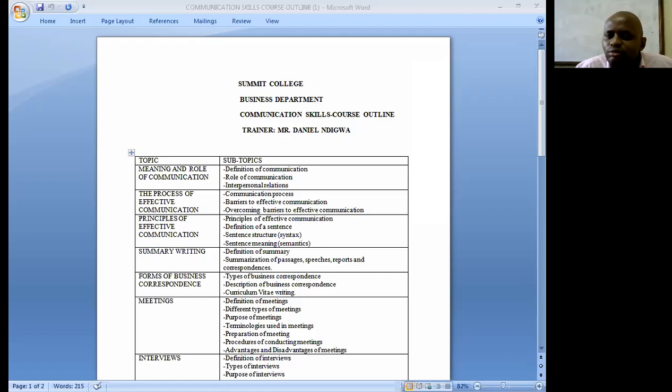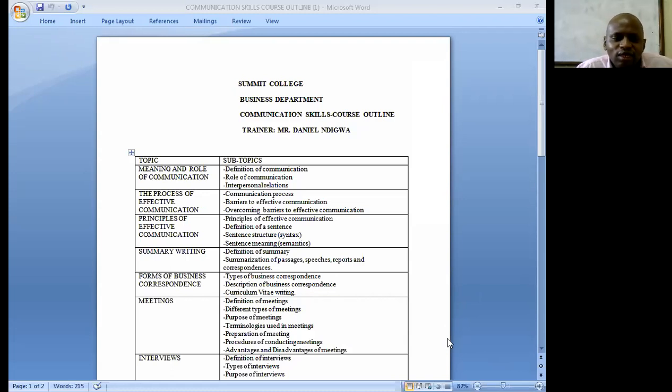Then the other thing that we'll also talk about is the barriers to effective communication. Communication sometimes can be hindered by various factors. We also need to understand some of these barriers. The other thing that is very critical is how to overcome those barriers. So you'll be able to understand some of those barriers and how we are going to overcome them.